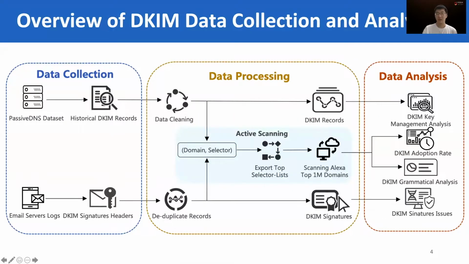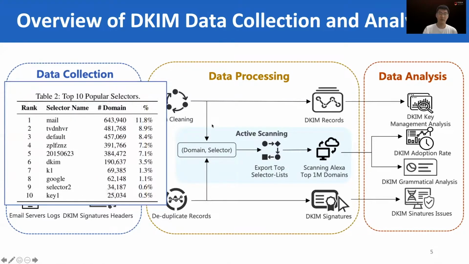Our data collection and analysis process is shown in the figure below, which is mainly divided into 3 parts, including data collection, data processing, and data analysis. The data collection stage has basically been talked about earlier, mainly through cooperation with industrial partners to obtain the corresponding DKIM records and DKIM signatures. After data collection, we perform a series of operations such as data cleaning, data aggregation, and deduplication on the raw data.